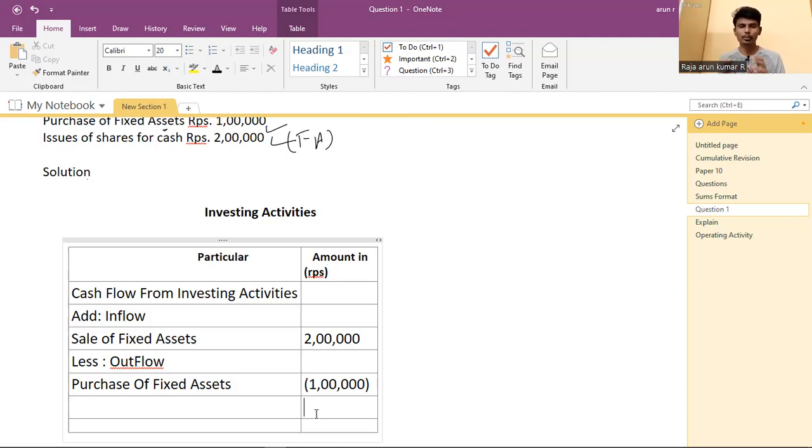Both are the same concept, but just identify whether it is a fixed asset or a liability. Equities or owners' funds and long-term borrowings come under financing activity, and fixed assets come under investing activity. It is simple logic, understand it and apply it in your examination also. 2 lakh minus 1 lakh equals 1 lakh.